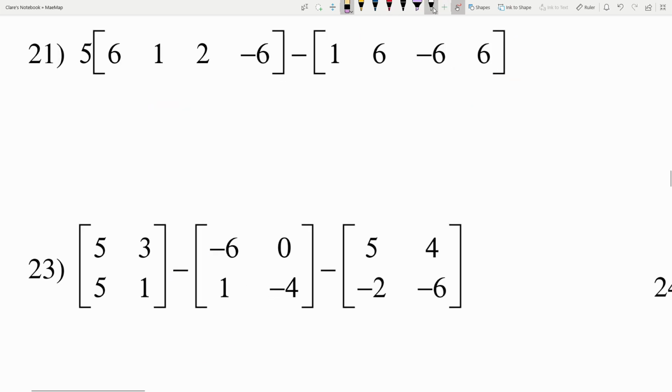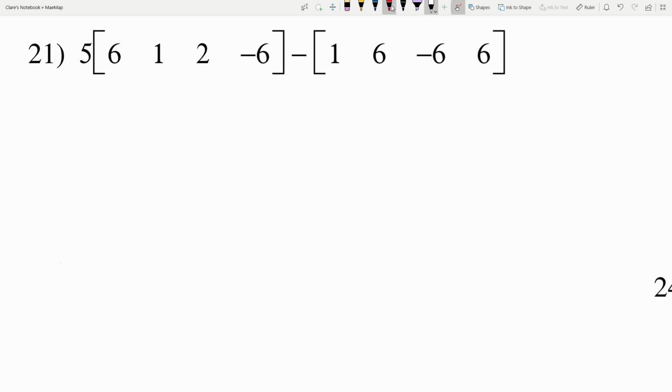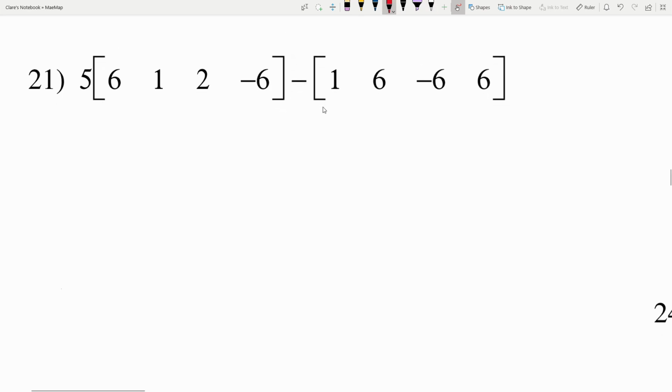Now on to number 21. In number 21, I'm doing two different operations. I have to scale my matrix and I'm going to subtract. So this matrix is multiplied by 5 and then I subtract. Order of operations still applies here, so I'm going to multiply first and then I'll subtract.